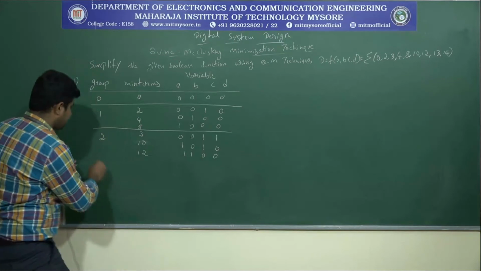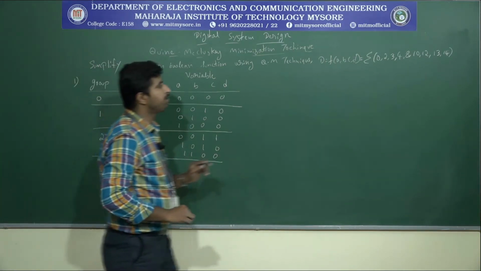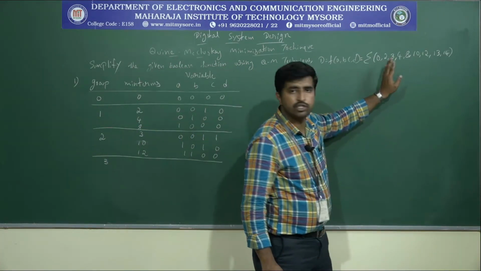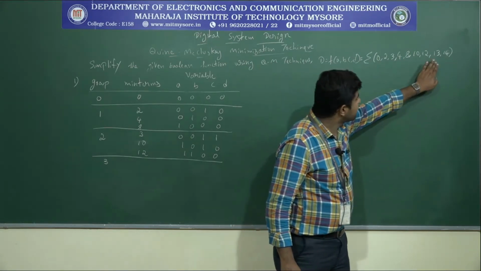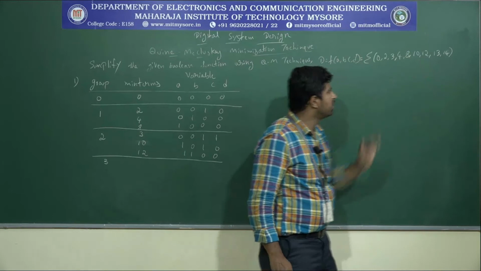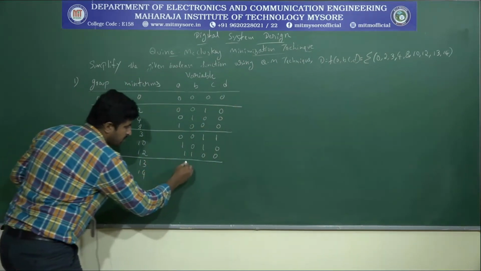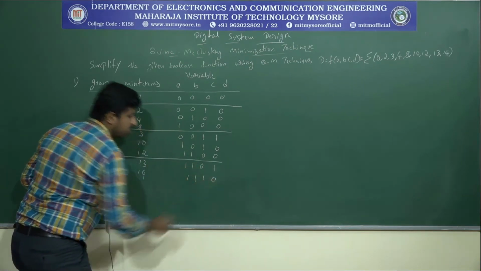Okay, this completes group 2. Next, group 3 consists of the minterms having three logical ones: 7, 11, 13 and 14. What is 13? 1, 1, 0, 1. And 14 is 1, 1, 1, 0.